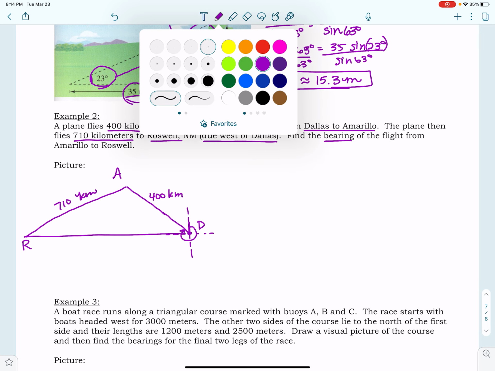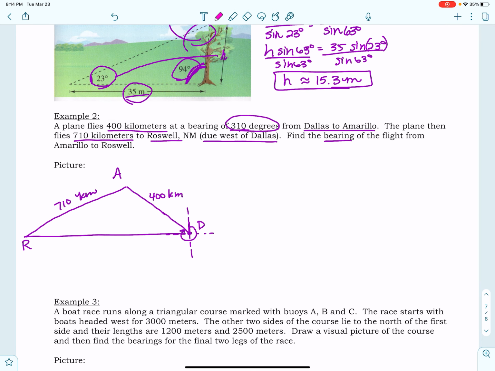So what we're looking for here is the bearing from Amarillo to Roswell. So what we are going to need is this angle right here. Because think about this, if we write it as a true bearing like this, we're going to need to know from here all the way around to here. So that is why this is a little bit of a challenging problem. But if we draw some lines in here and work through this, it won't be too terrible.